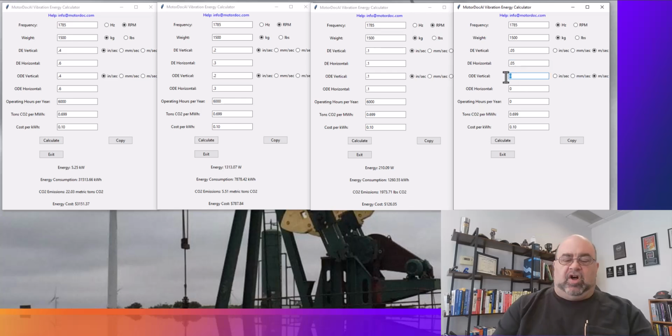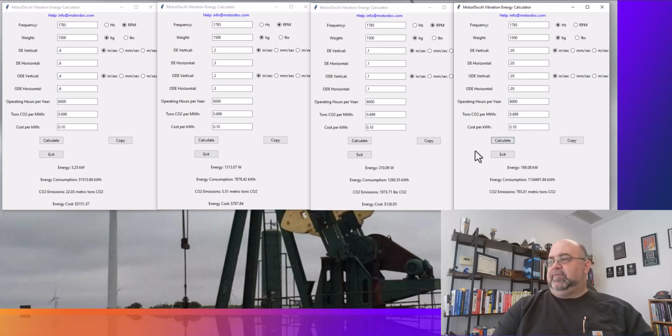And then there's all kinds of things I can do with this at this point. I recommend using inches per second. If you accidentally leave that as meters per second, you're going to end up with a big number. And then 6,000. And of course, all this stuff can be adjusted accordingly. So let's calculate. Look at that.